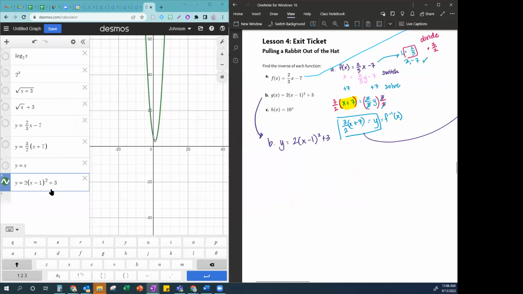So we're going to have to restrict the domain. Can someone put that in the chat so I can copy it right here so I don't have to type it out? Can someone put, because it fails the horizontal line test, in order to get an inverse, I'm going to have to restrict the domain. Okay, go ahead and do that.